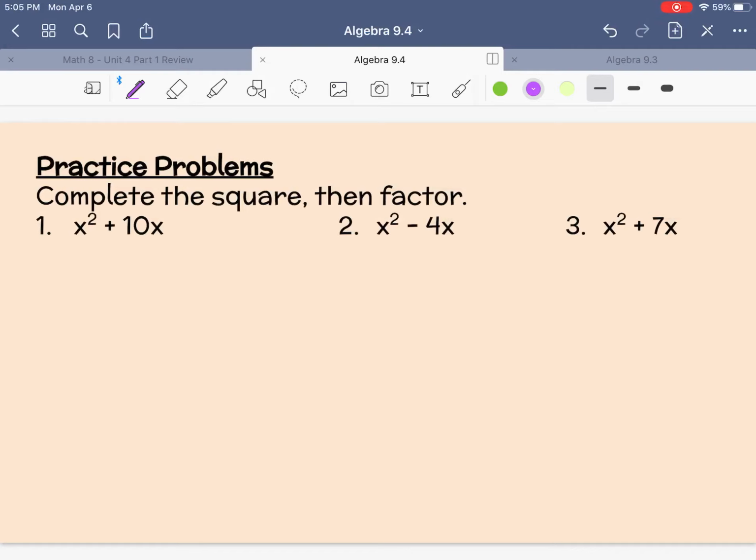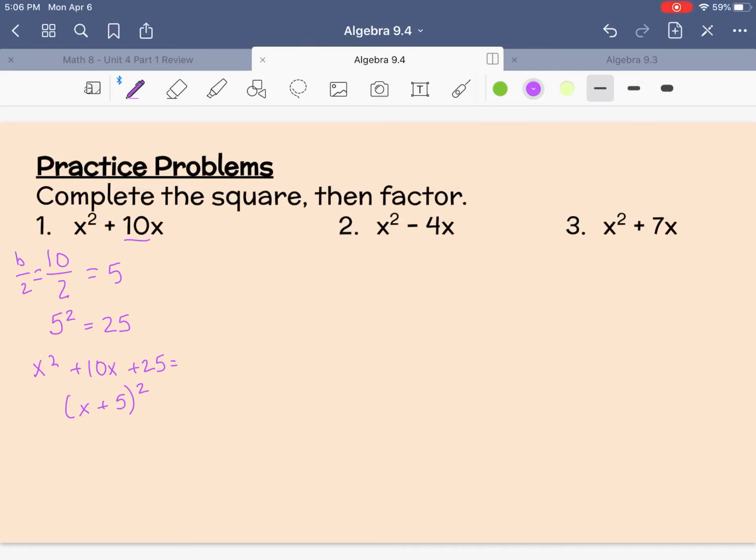Okay, so step 1, we want half of the b value. So half the b value is 5. Then we want to square that value that we got for 1. 5 squared is 25. And then we are going to add that to the original expression and then factored, it equals x plus 5 quantity squared.